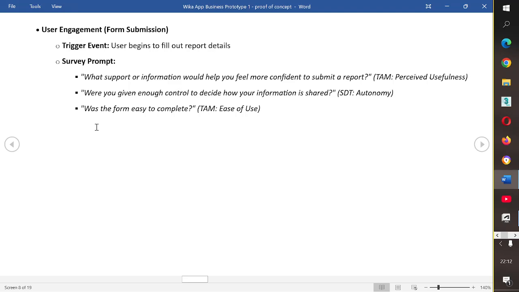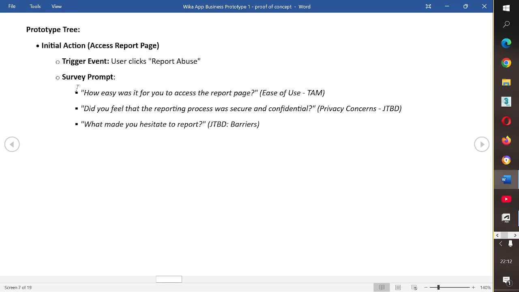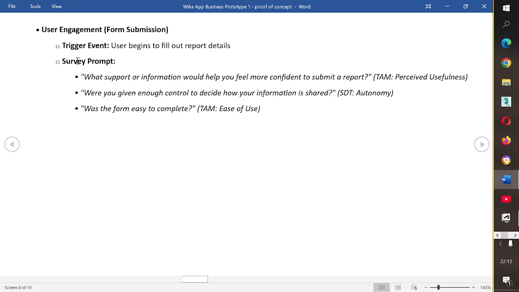Okay. Then we move to user engagement, because there are two things we look at: the initial action, and then user engagement. And these are the two main things we're trying to test within the proof of concept. So under this one, they start filling out the report details. We ask these questions. What support or information would help you to feel more confident to submit the report? Again, useful data. Were you given enough control to decide how your information is shared?